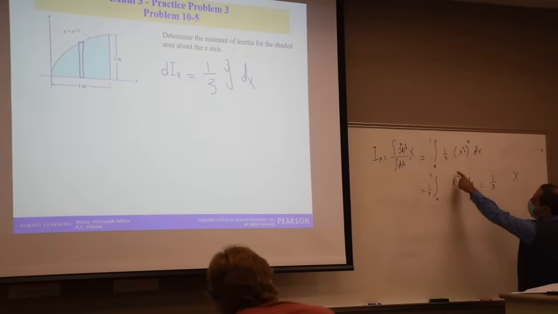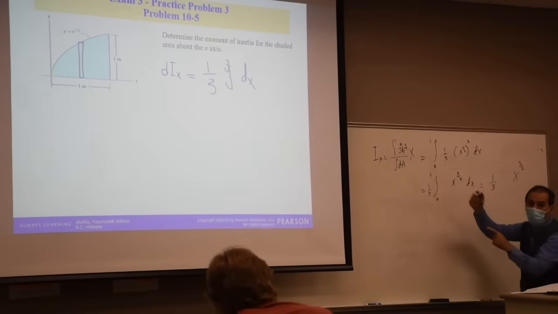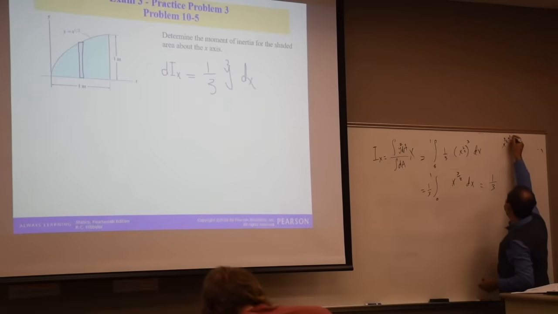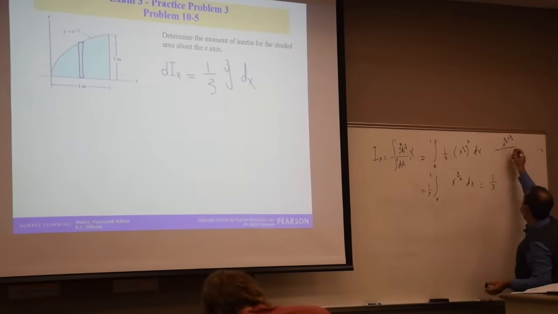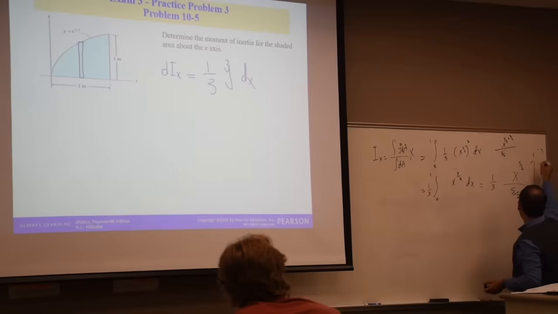The integration of x to the 3 over 2 is going to be x to the 5 over 2. Does that make sense? Because I need to add 2 over 2 to 3 over 2. So x to the 3 over 2 plus 2 over 2, that's my integration, divided by 5 over 2, from 0 to 1.